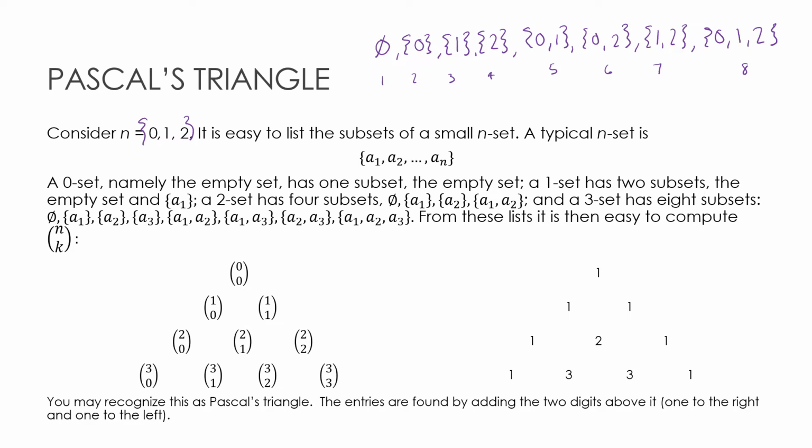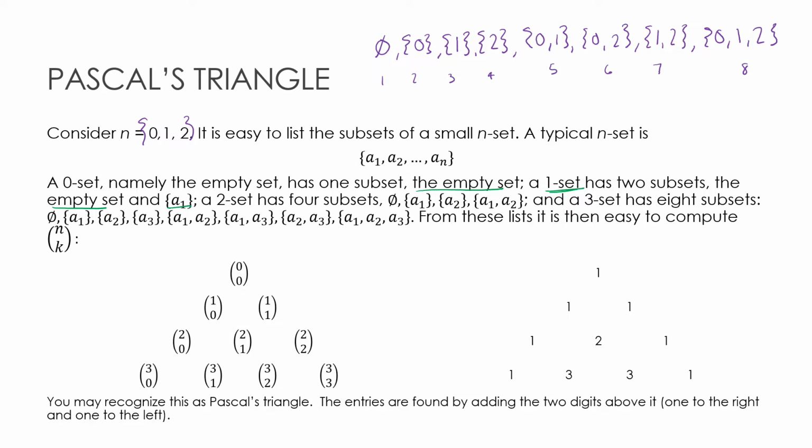So let's say I have a 0 set, which is an empty set. That has one subset, which is of course the empty set. Let's say I have a 1 set, meaning there's only one element. Then it has 2 subsets, the empty set and the only element in the set.